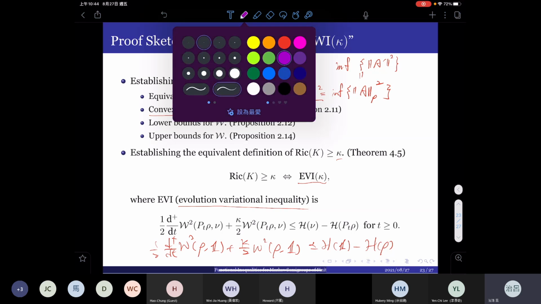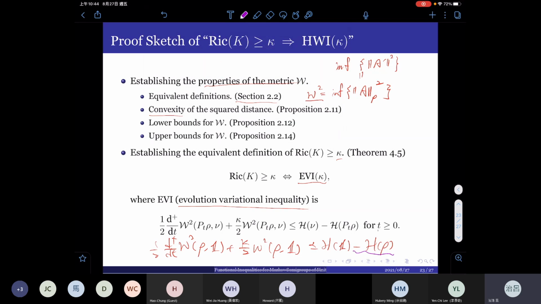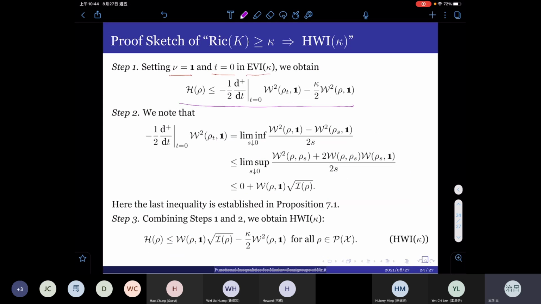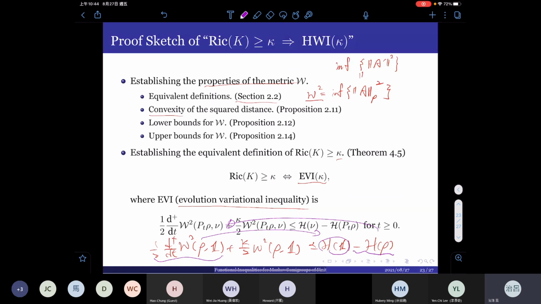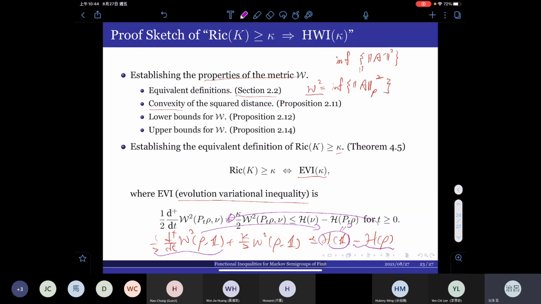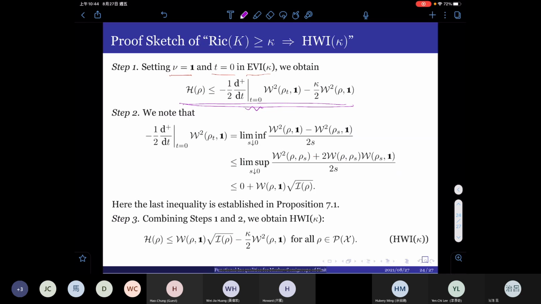So we may move this term to the left-hand side and this term to the right-hand side. So we have this form, and put t equal to 0. So the derivative we also put t equal to 0. Okay, and entropy at 1 is 0, so we omit this term. And so in step 2 we need to estimate this term.